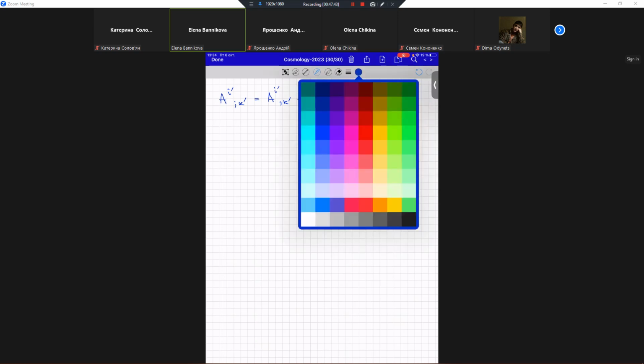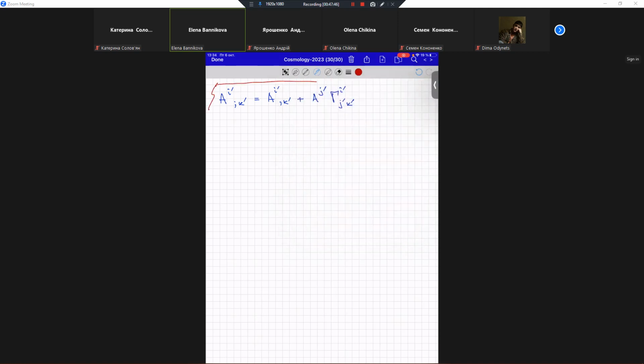So this is the expression for the covariant derivative. This is the covariant derivative of the contravariant vector, which is a tensor of second rank.